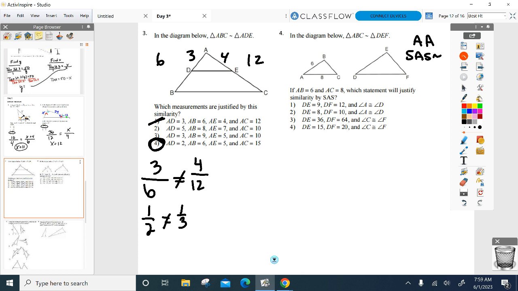Anybody see the 2 I'm eliminating right away? Yeah, if C and F are congruent, C's not even between the 6 and 8 they give me. So there's no way it could be 3 and 4 if I'm going to use side. So out of 1 and 2 right now, which ones give me sides that are in the same ratio?